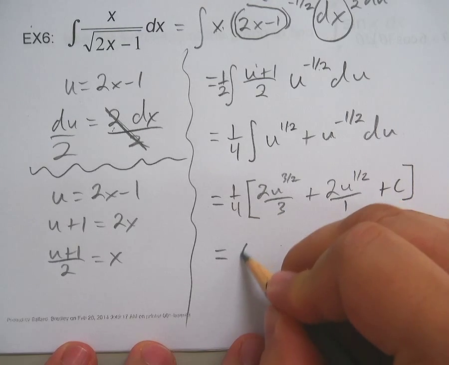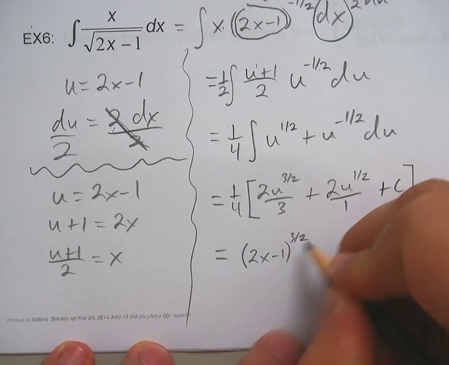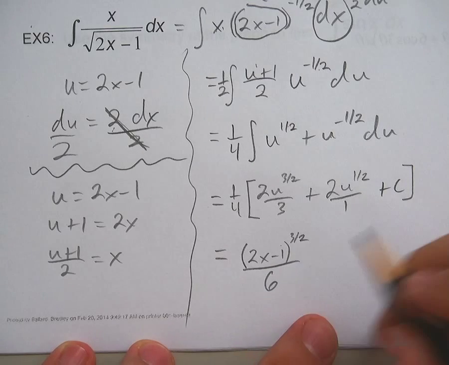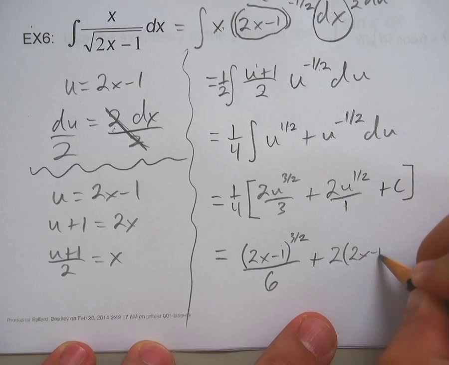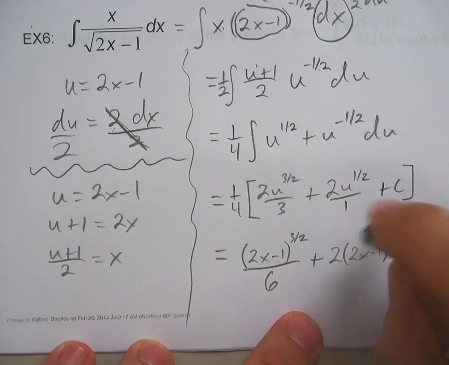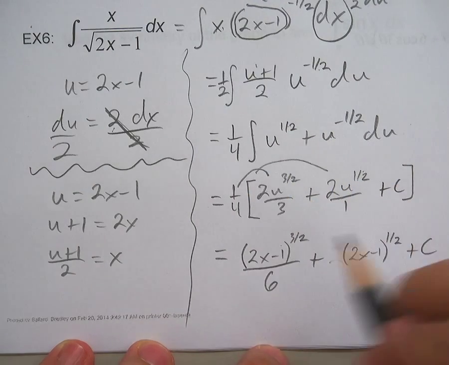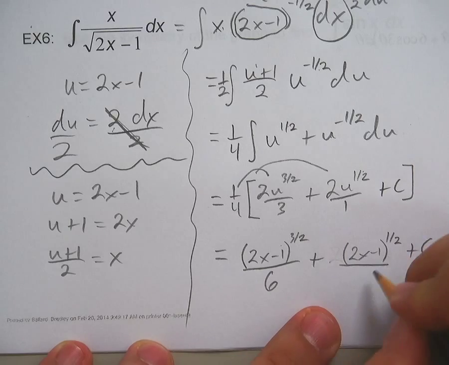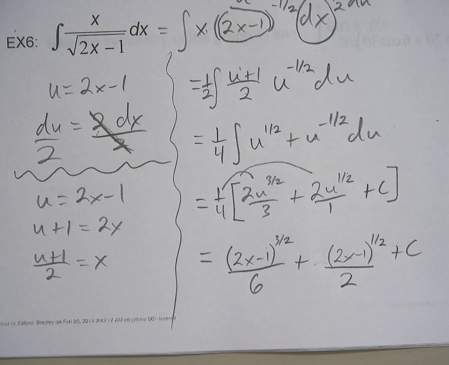So let's go ahead and plug in u here. (2x minus 1) to the 3/2 over 6 plus (2x minus 1) to the 1/2 plus c. Oh, I'm sorry, and over 2. I forgot to distribute this all the way through. So 1/4 and 2 will be over 2. And then plus c is just c. Don't care what c is. All right. And that's about all she wrote.